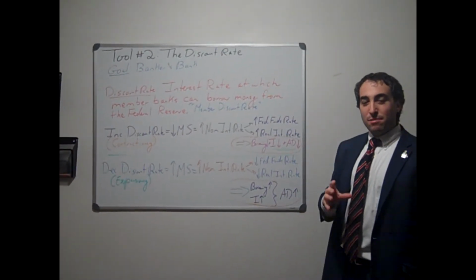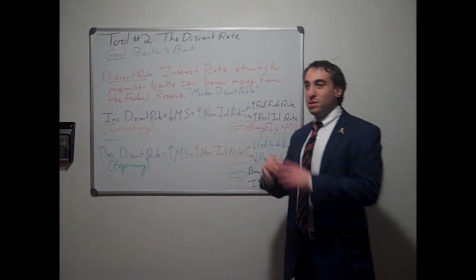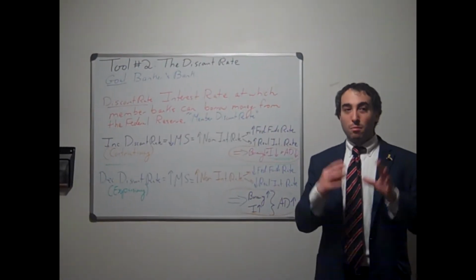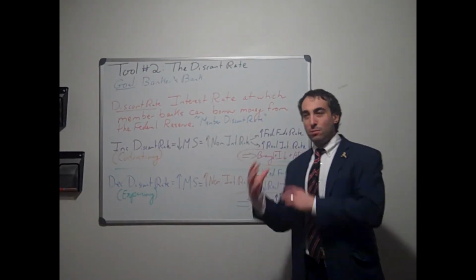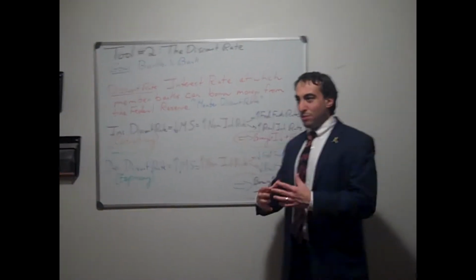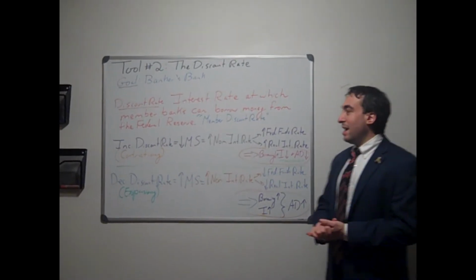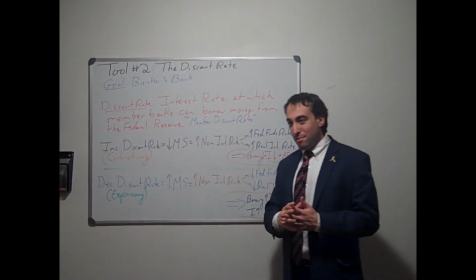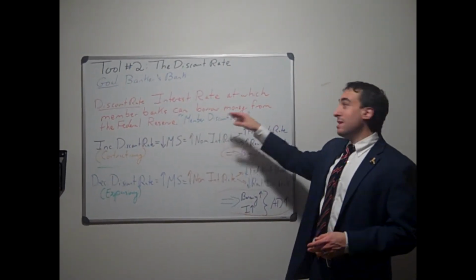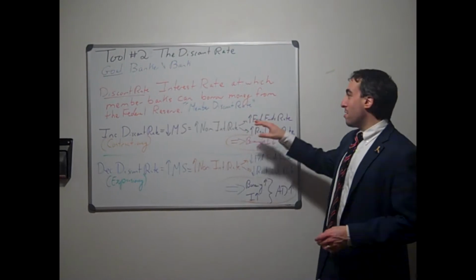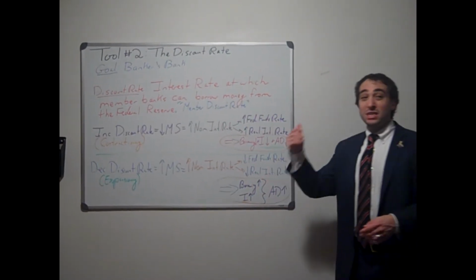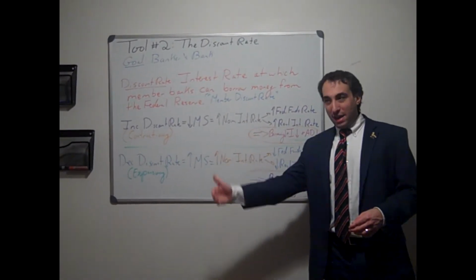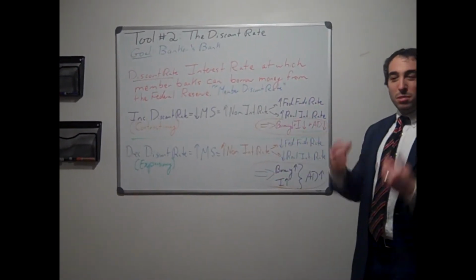The goal of the discount rate is to be the banker's bank. Where can the banks go when they need emergency money, when they need emergency liquidity to help get through a crisis? The member banks can go to the Federal Reserve, and the discount rate is the interest rate at which the member banks can borrow money from the Federal Reserve. So this is the interest rate that the Federal Reserve charges its member banks if they want to borrow money.